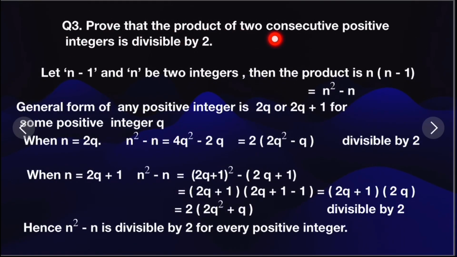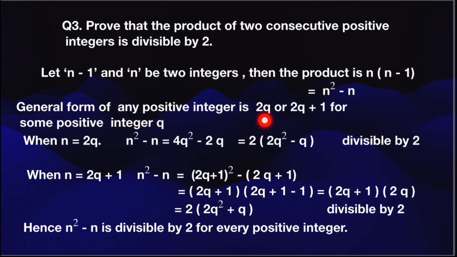Question 3. Prove that the product of two consecutive positive integers is divisible by 2. Let n minus 1 and n be two integers. Then the product is n into n minus 1 is equal to n square minus n. So consecutive integers we have taken and we have multiplied them and you get this. Now the general form for any positive integer is 2q or 2q plus 1 for some positive integer q. So any integer can be written in these two forms. This is the general form.